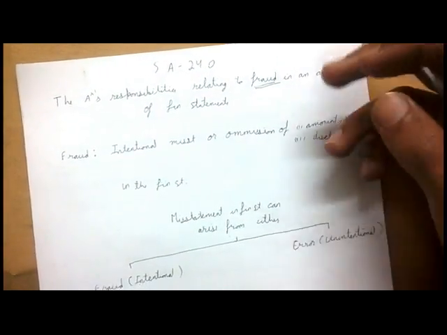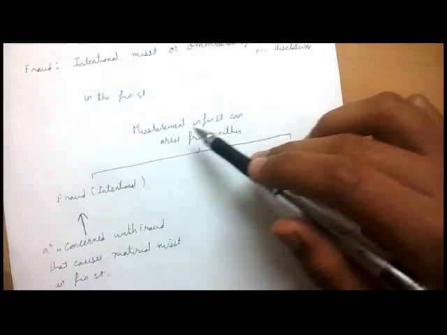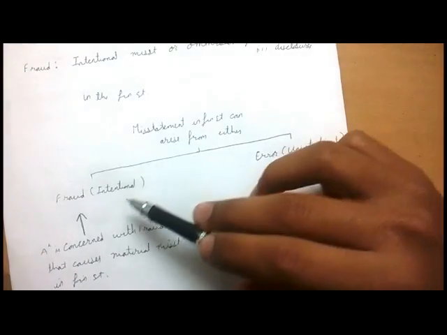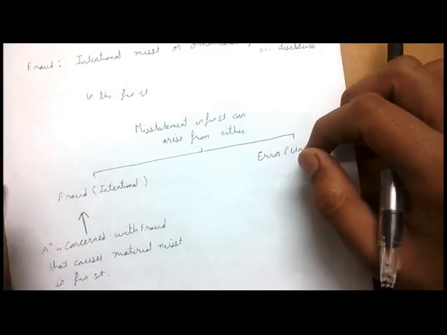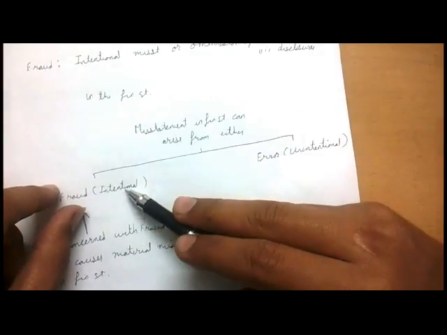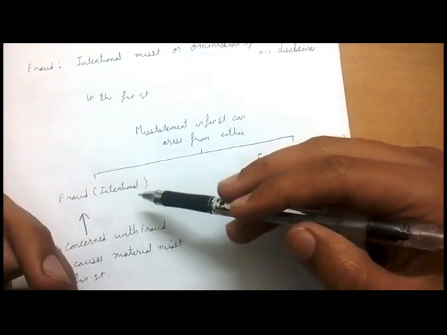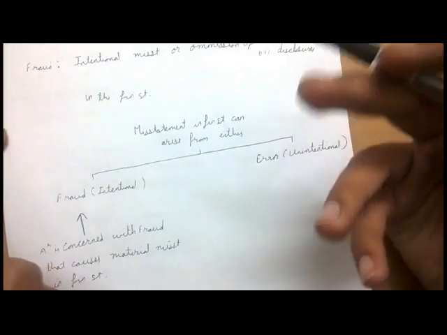So first of all, we need to know what actually fraud means. Starting from here, it is written over here that a misstatement in financial statements can arise from either fraud or an error. So first of all, we need to know the difference between fraud and error. Fraud is an intentional thing. Error is unintentional. In fraud, you are committing something wrong and you have an intention to do the same. But in case of an error, it has been done by a mistake.